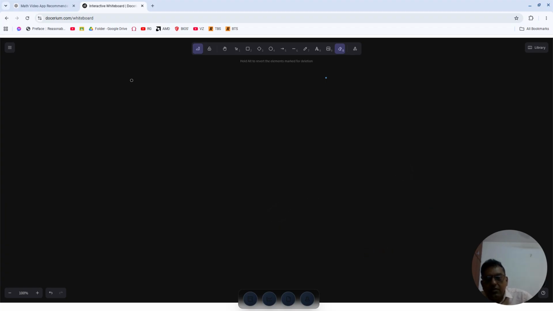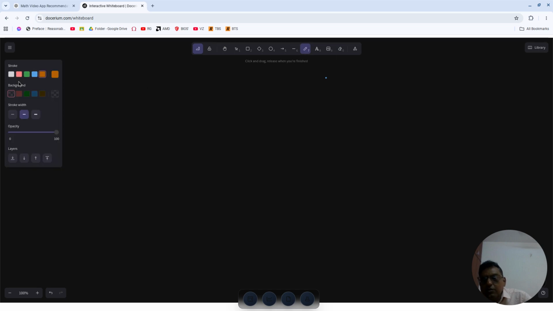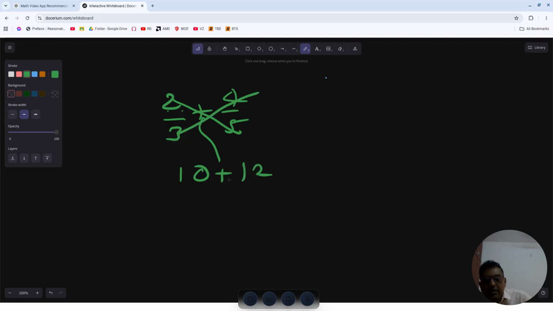I can tell you a short way of doing addition and subtraction of fractions. For example, you take a value like 2 by 3 plus 4 by 5. You multiply this first, 5 into 2 is 10. You bring this plus here. You multiply 3 into 4. It becomes 12. Then you divide it. 5 into 3 means 15. Then 10 plus 12 becomes 22 divided by 15.